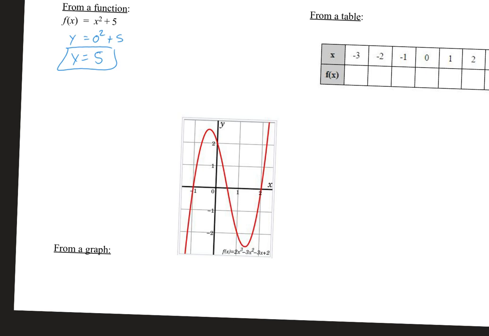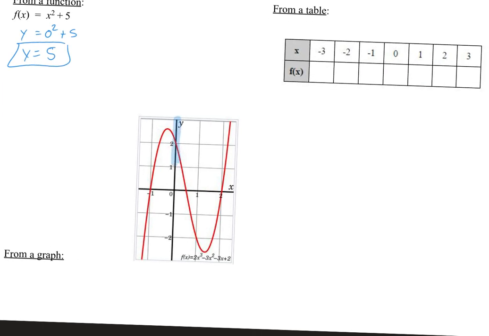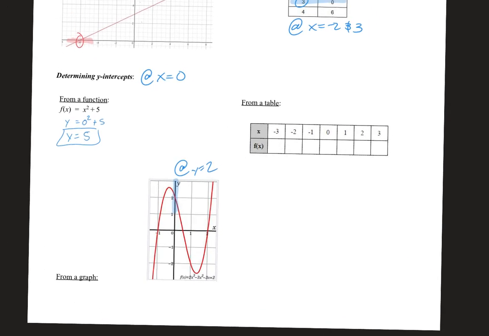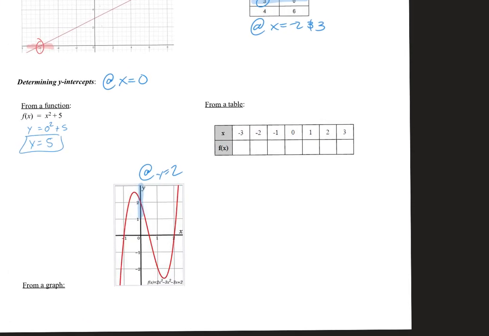Over here, graphically, I could just say, okay, when does this thing intersect the y-axis? When is the x 0? And it's right there, and so we could say at y equals 2. And from a table, oh, interesting, this table isn't filled out for us, but it's when the x equals 0, and so if we had this table filled out, we would know that it must be right here. It would be whatever value you have right here, okay?